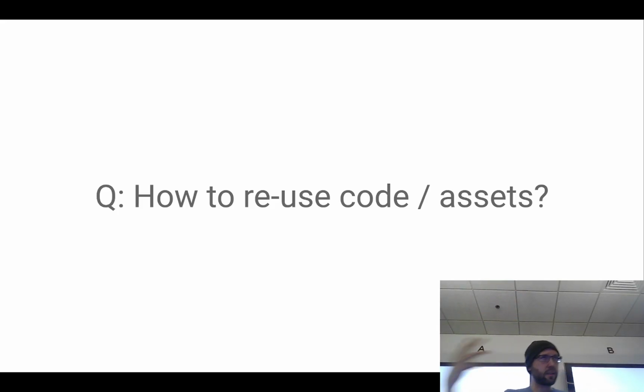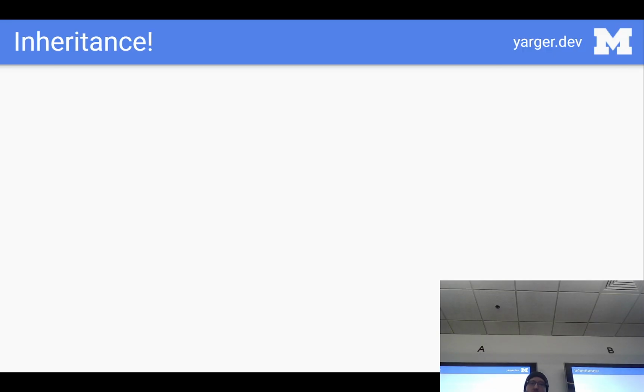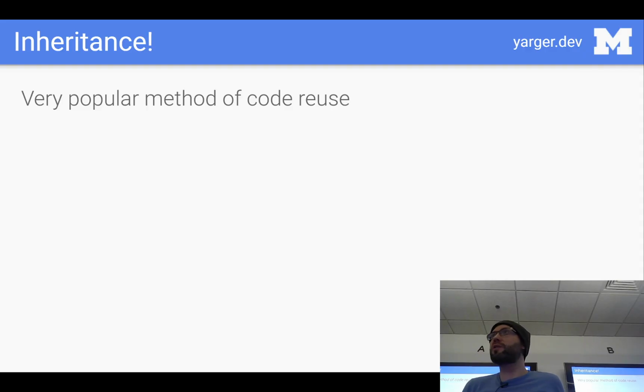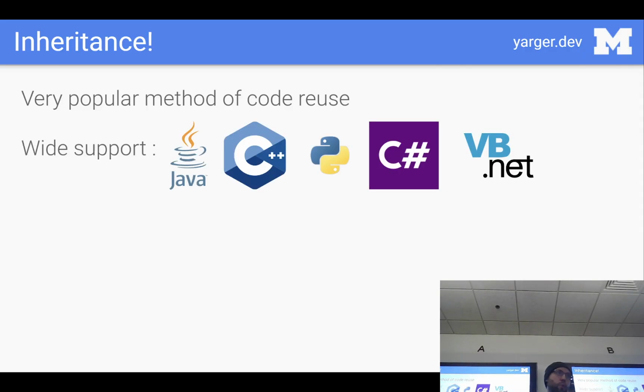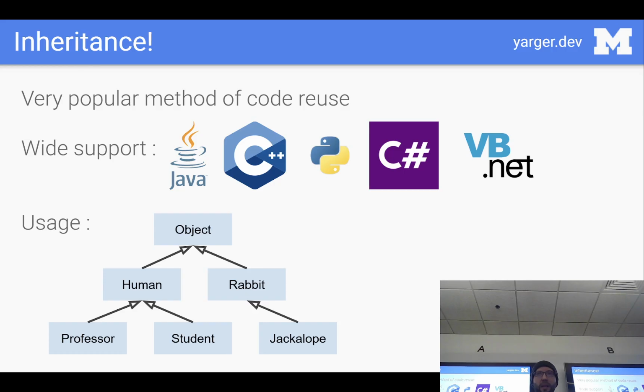Inheritance, right? Classes. The idea that you're going to create all these different types of data, types of objects and actors, and you're going to have them inherit things from each other so you don't have to write it twice. Super powerful, super useful. Let's talk about inheritance, okay? Everyone's favorite. It's a very popular method of code reuse. It has wide support. If you have a programming language, it almost certainly supports inheritance. The usage looks something like this, okay?